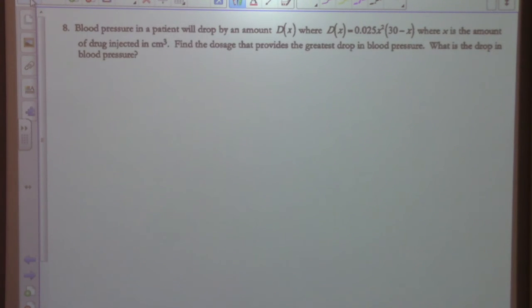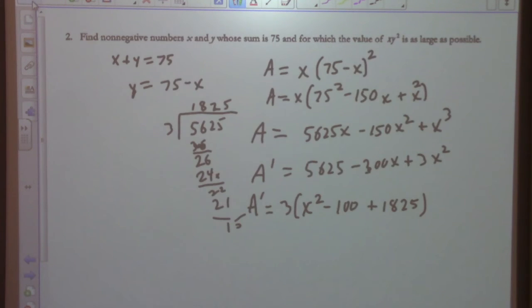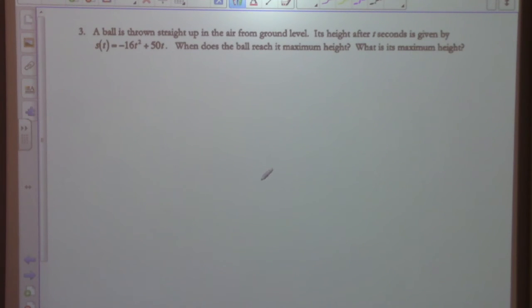I'll give you one more to do here. Oh, here it is, this one right here. A ball is thrown straight up in the air from ground level. At what time does the ball reach maximum height? What is its maximum height? Now this problem is pretty much the exact same problem that I gave you last year in pre-calculus. In fact, in the first semester of pre-calculus, we did this and you were tested on it at least twice.